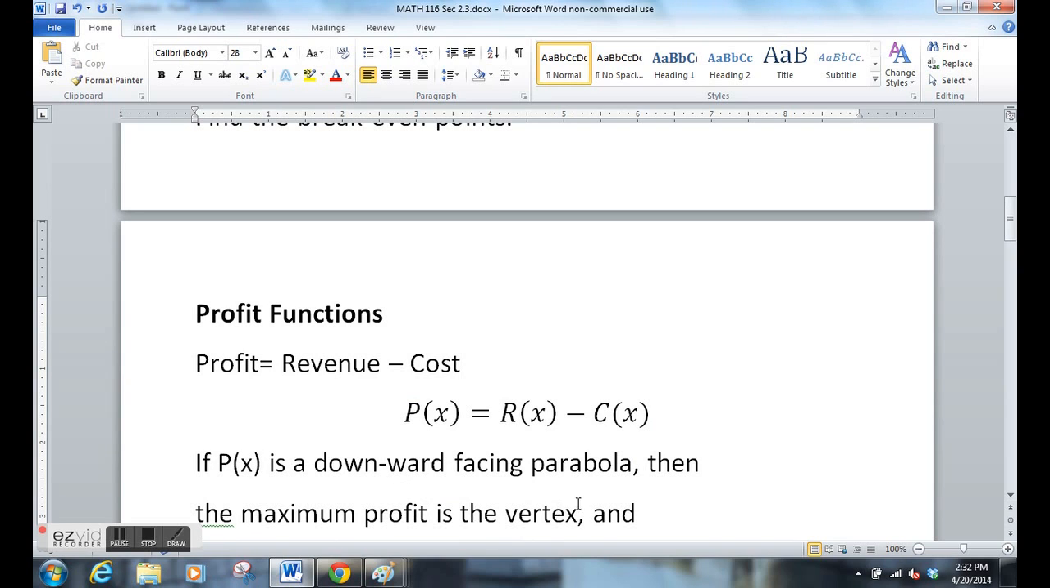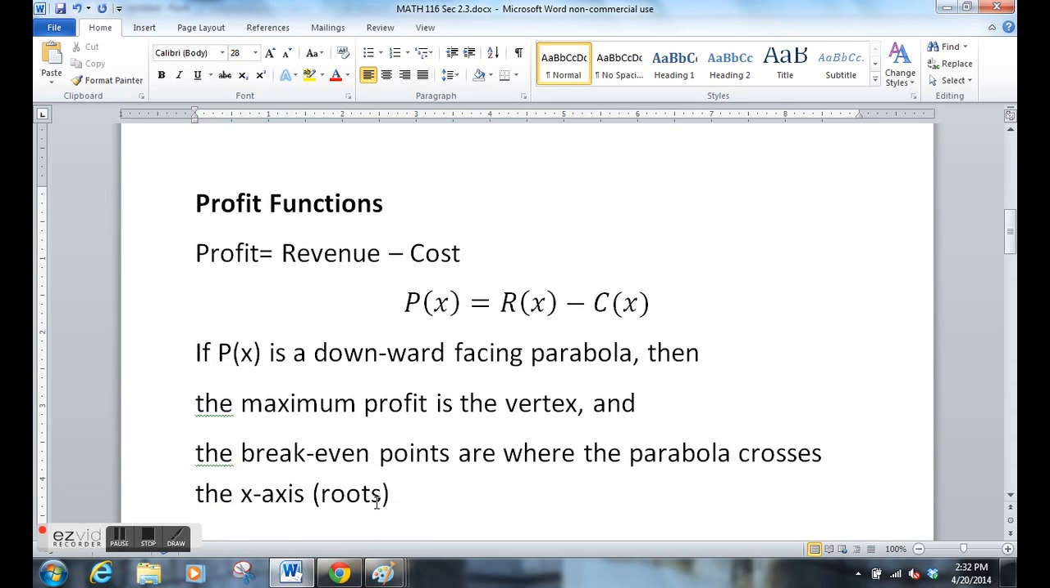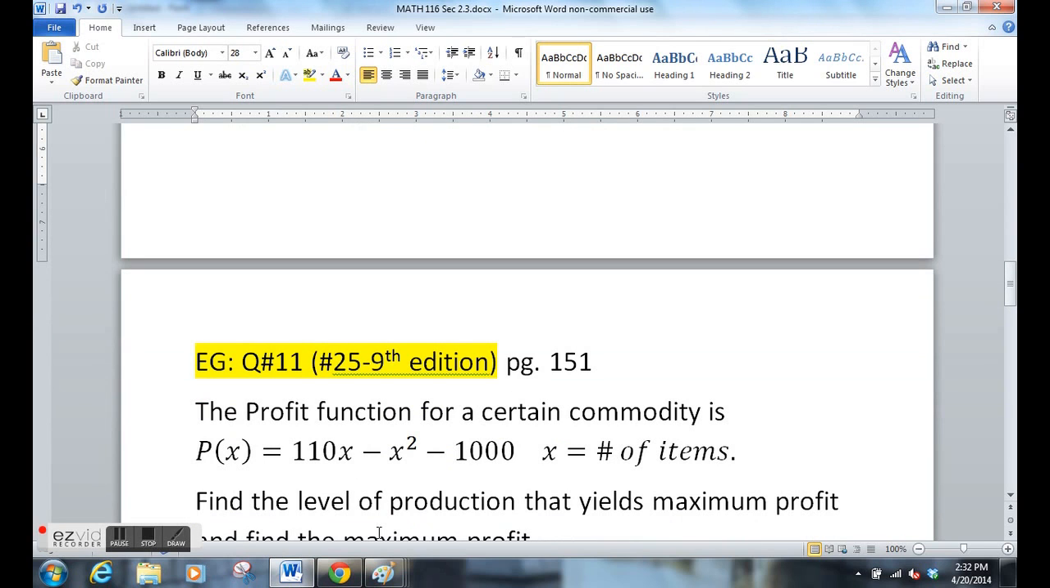And then the break-even points are where the parabola crosses the x-axis, and I have an example of that. This example is question number 11, which is also 25 in the 9th edition. This section they really messed up, they just really scattered the problem numbers. So this is question 11.